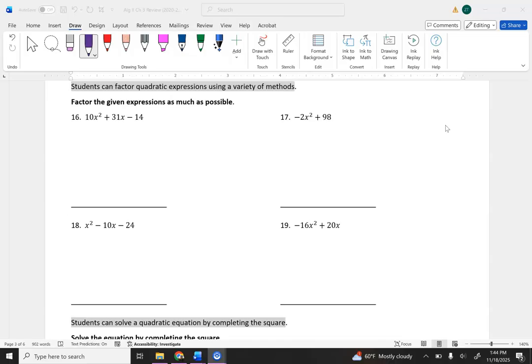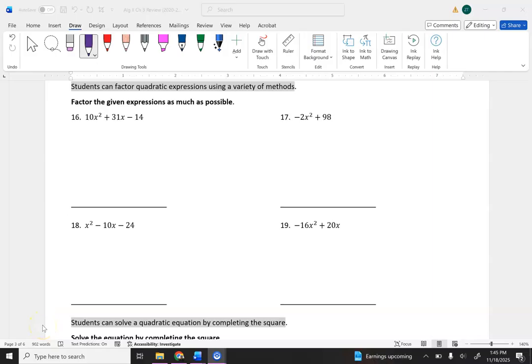So you can't use quadratic formula because quadratic formula is a solving method. So we have to use our factoring methods that we've looked at all chapter long. Now you've got your decision tree that you're going to be able to bring to the test. And so you need to use that decision tree to kind of figure out what you want to do.